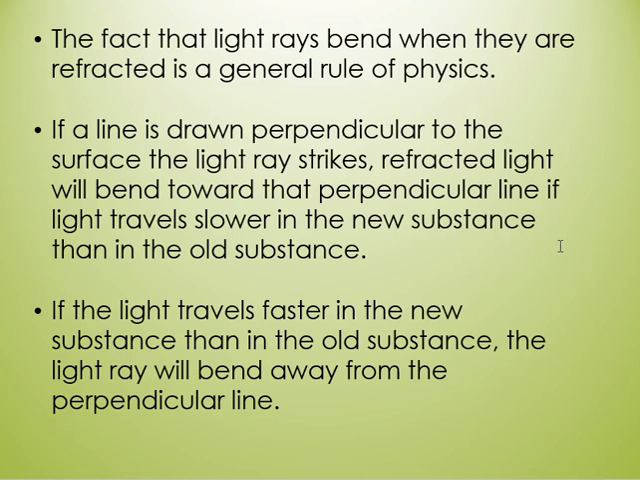So if a line is drawn perpendicular to the surface the light ray strikes, refracted light will bend toward that perpendicular line if light travels slower in the new substance than in the old substance. If the light travels faster in the new substance than in the old substance, the light ray will bend away from the perpendicular line.